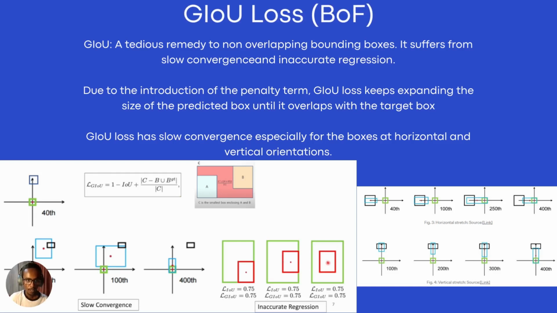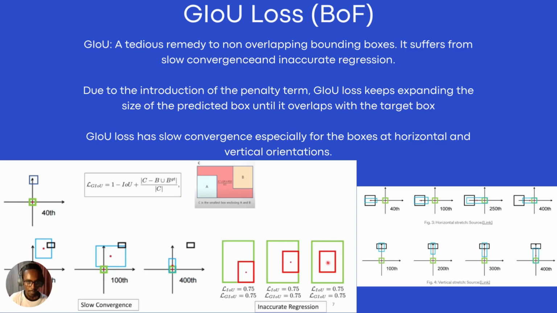And the GIOU loss also has its own drawback. GIOU is a tedious remedy to non-overlapping bounding boxes, and it suffers from slow convergence and inaccurate regression. Due to the introduction of a penalty term, the GIOU loss keeps expanding the size of the predicted box until it overlaps with the target box.